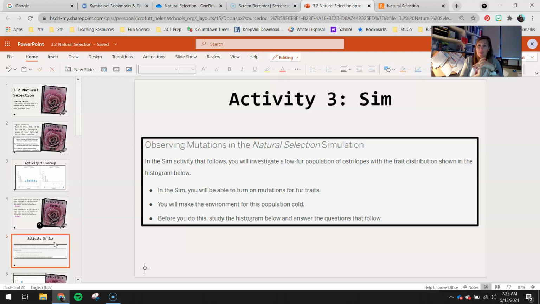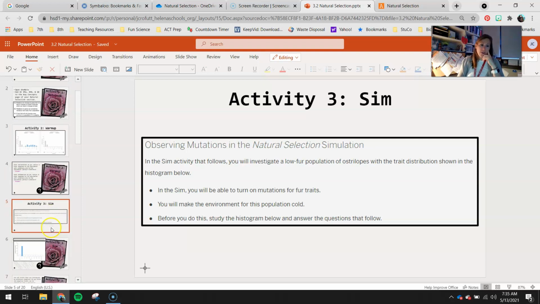You guys got to see what happens with, all right, we had population A. It went cold. You guys kind of saw a shift in the distribution of fur traits. And then you guys had population B, which had a really low variation of thin fur. And then you guys saw that population go extinct, okay, when it got cold. Okay, so you guys will make the environment for the population cold. And before you do this, you'll study the histogram below and answer the questions that follow.